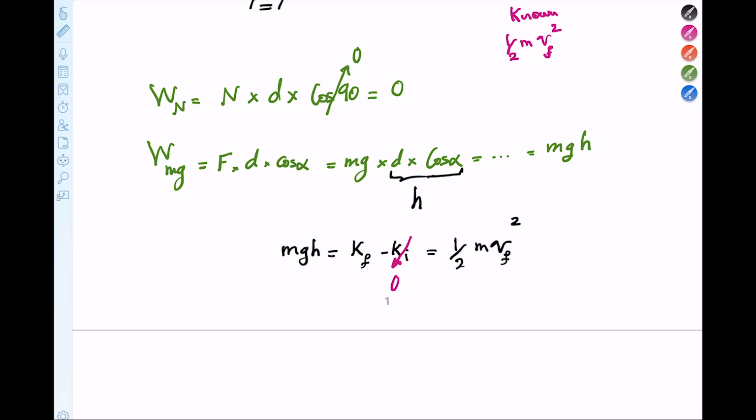So the whole purpose of the lab is this. What we have on the left-hand side is mass times gravity times h, and on the right-hand side, half times mass times final velocity squared. Are they equal to each other? In other words, what I'm interested in this lab is to see if mgh on the left-hand side is equal to half m v final squared. Are they equal? By the way, we can cancel out m.